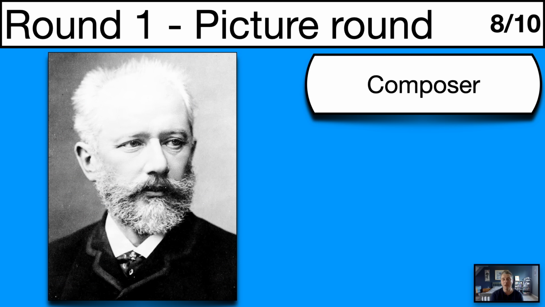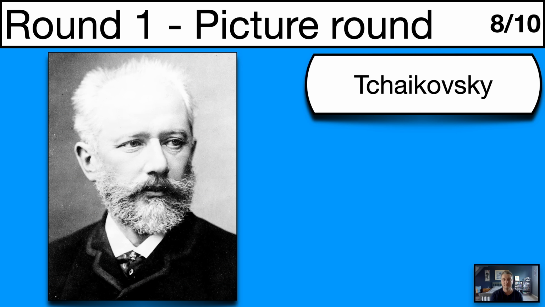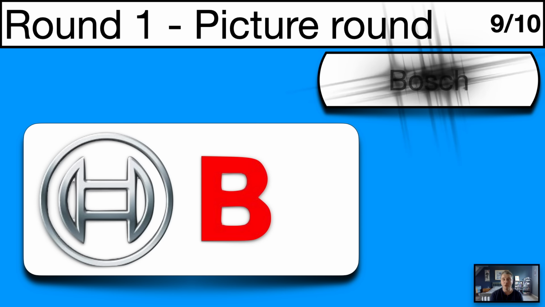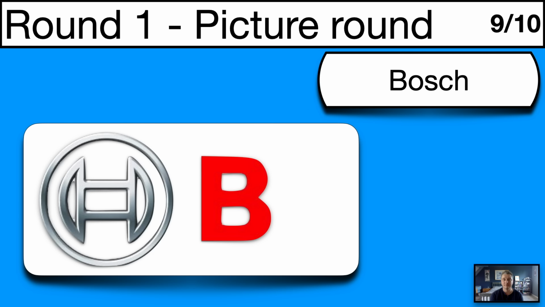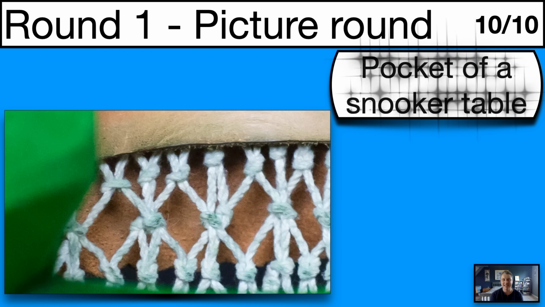Number eight, the composer is Tchaikovsky. And number nine is the logo for Bosch. And number 10, the close-up. I should have gone a bit closer, really. It is the pocket of a snooker table.